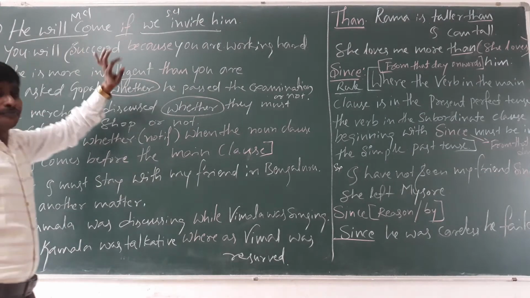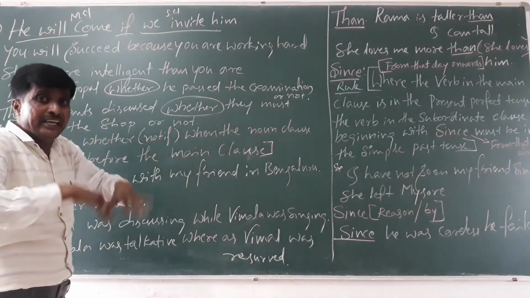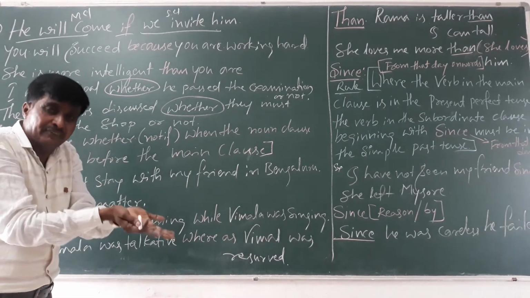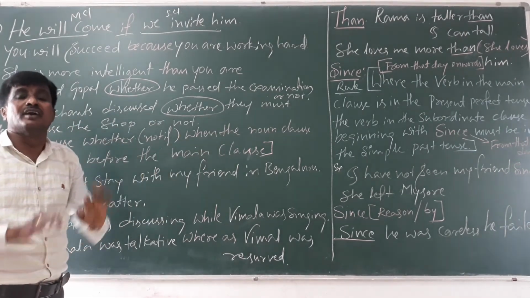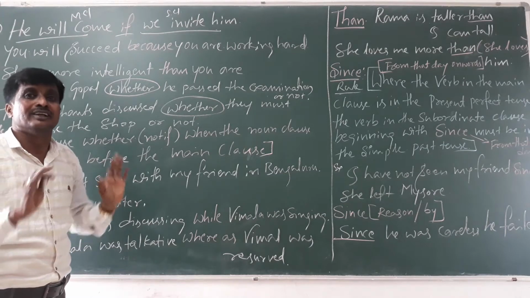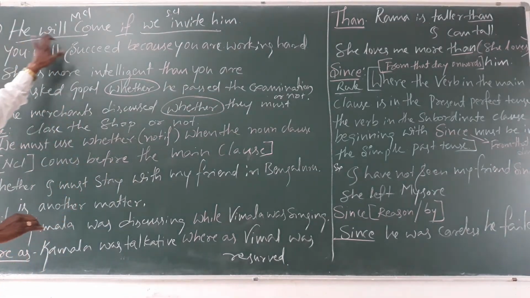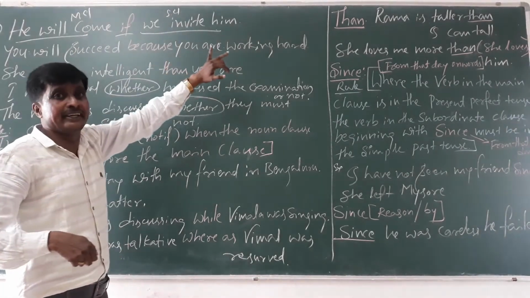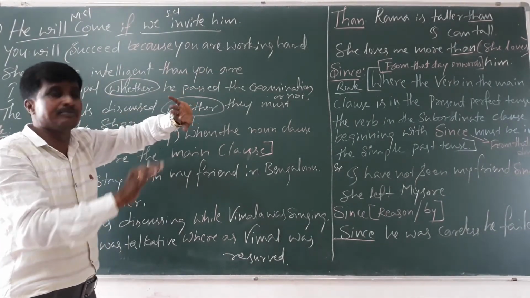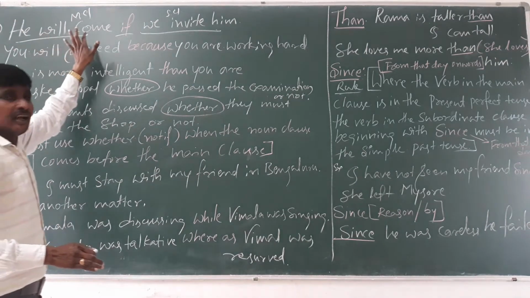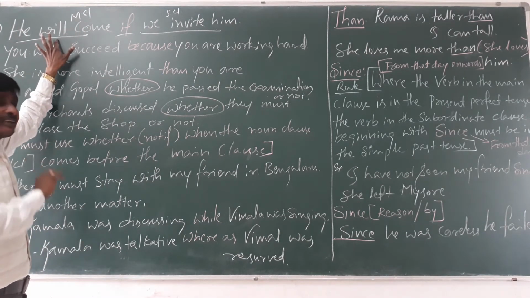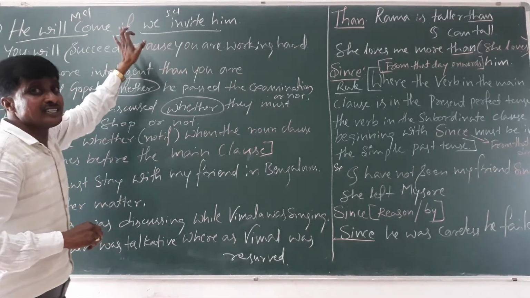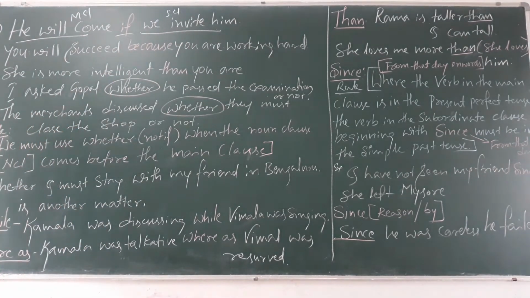He will come if we invite him. When we invite him, then only he will come. Otherwise, he won't. He will come is the main clause. If we invite him is the subordinate clause. It means this is an independent clause, and this is a dependent clause, the subordinate clause. That is why if is a conjunction, a subordinate conjunction.